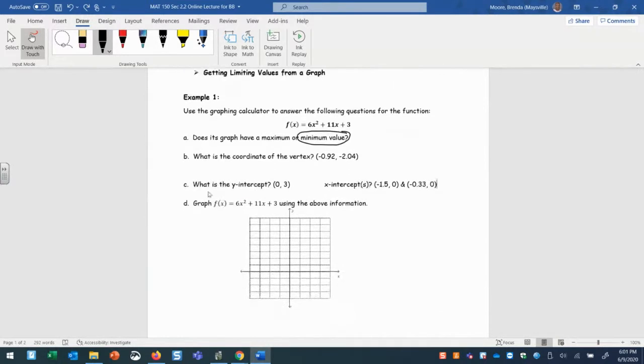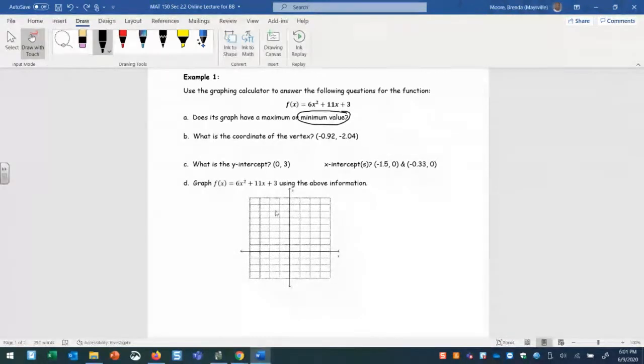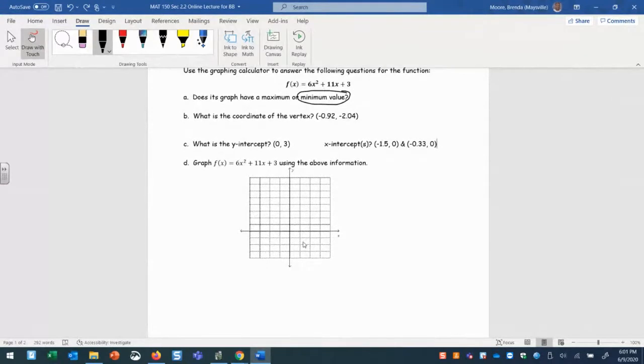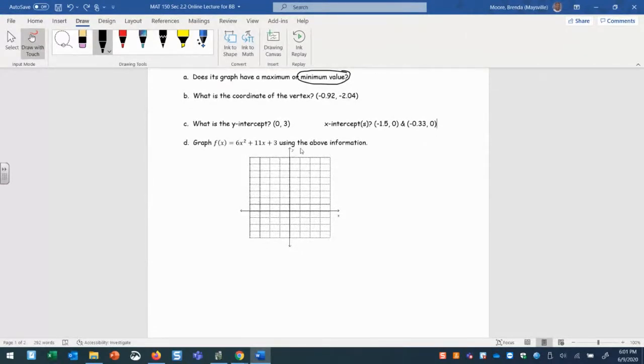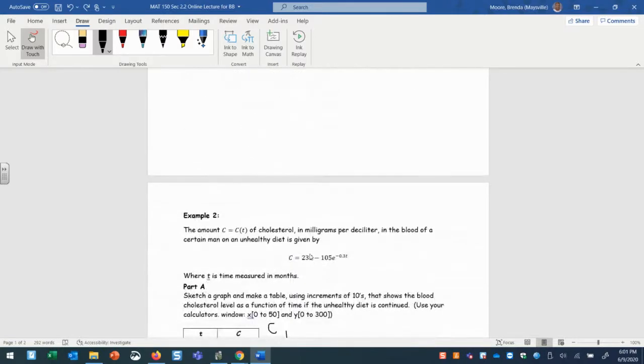Now I want to graph all these key features, my vertex, y-intercept, and x-intercepts, on this coordinate system here. So I'm going to plot my vertex, my y-intercept, x-intercepts, and then my graph. This graph looks like the graph I have on my graphing calculator. Now let's look at getting limited values from a graph. Example 2.